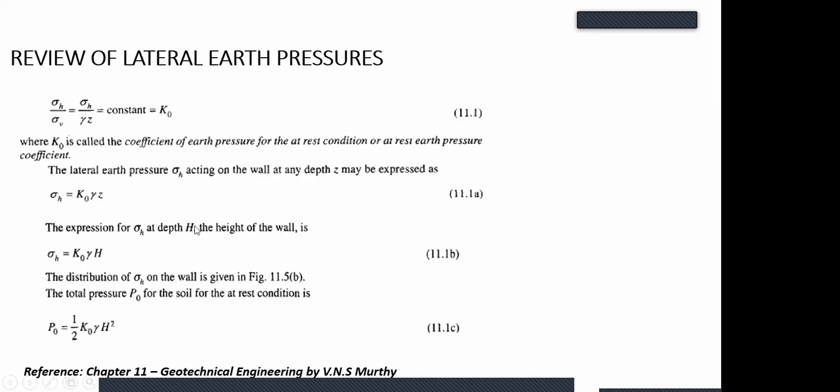Now, let's say your height is now h. Obviously, if your height is h, your lateral pressure at that particular place is K naught, which is your coefficient of earth pressure at rest, times unit weight times height. Now, let me explain. This is very, very vital. How do we arrive at the distribution on the wall?